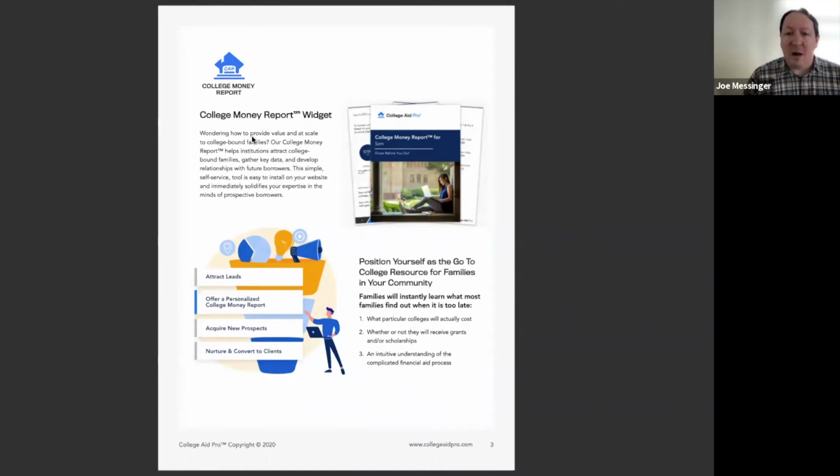We think it's an opportunity to really position yourself as an advisor or as a firm. It's a huge opportunity to stand out. The College Money Report is something you provide at scale for little cost to you, but it can truly be a game changer for families in your community. So we'll walk through that.